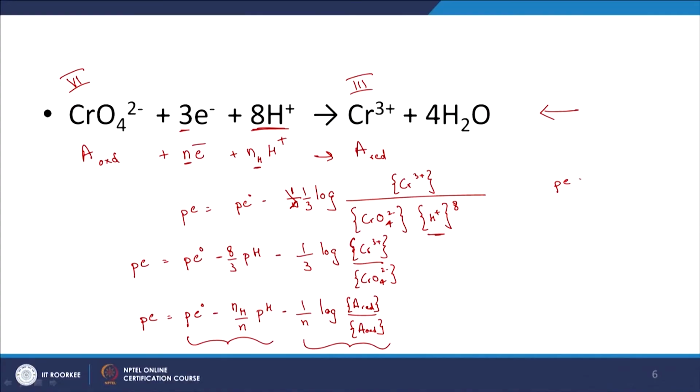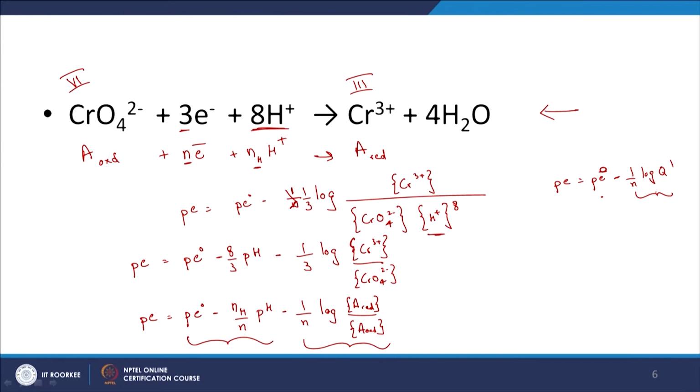So, what I was trying to say is that we had pe equal to pe naught minus 1 by n log Q dash. In general, pe naught value will be relatively high compared to this particular set of variables. But when we have H plus involved, that will have a considerable effect on your pe, or pH will have a considerable effect on your reduction potential. That is what we are trying to say here.